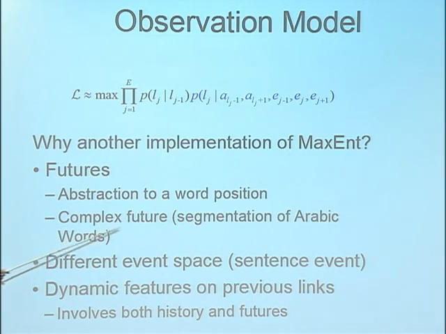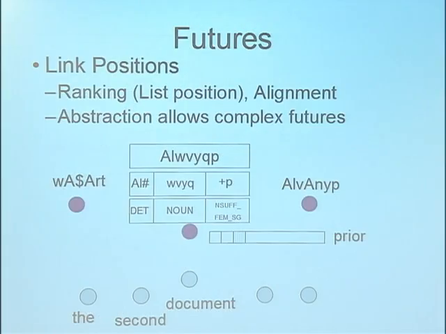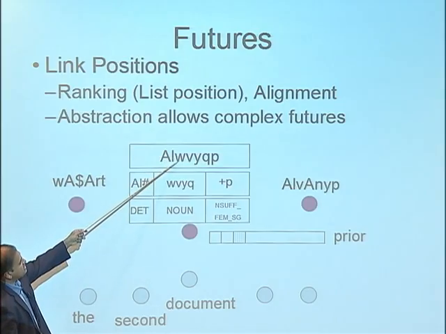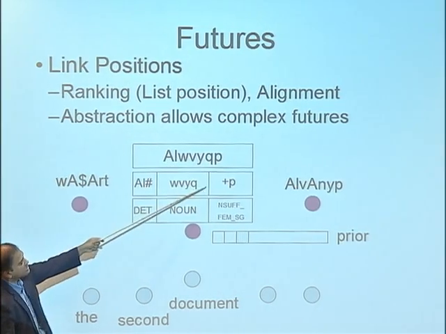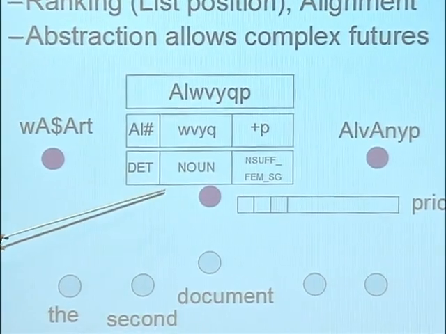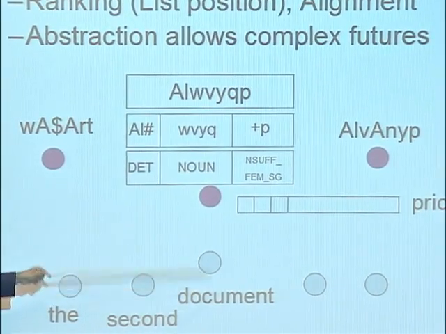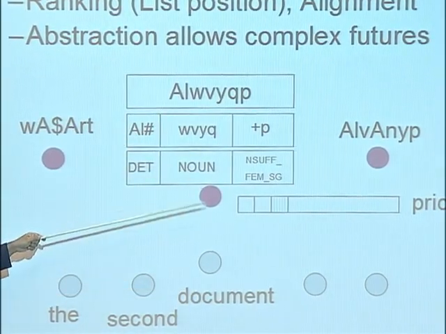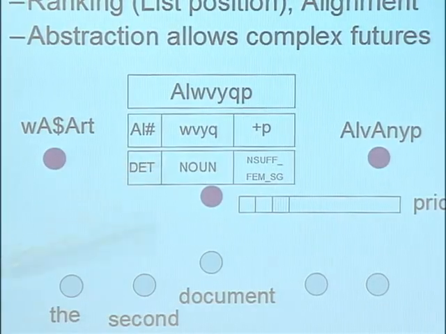So it's a complex feature. You can have, for example, lots of things about that Arabic word. So in this example, this is the Arabic word. This is a possible segmentation of that Arabic word, and it has some part of speech too. So here we're aligning the word document to this Arabic word, and really the feature is this entire object.